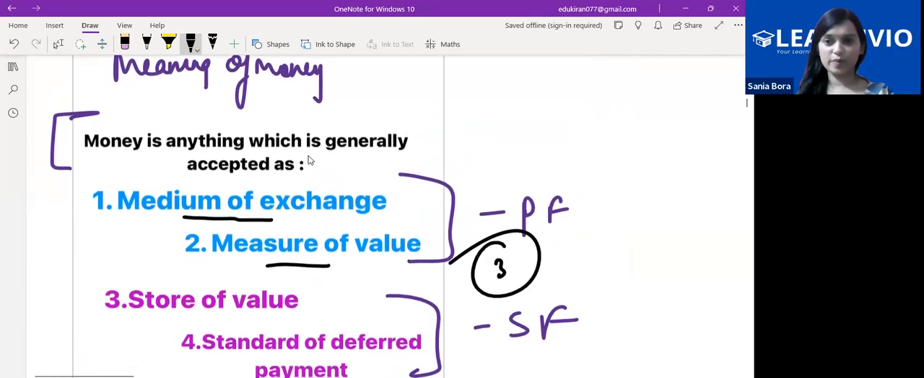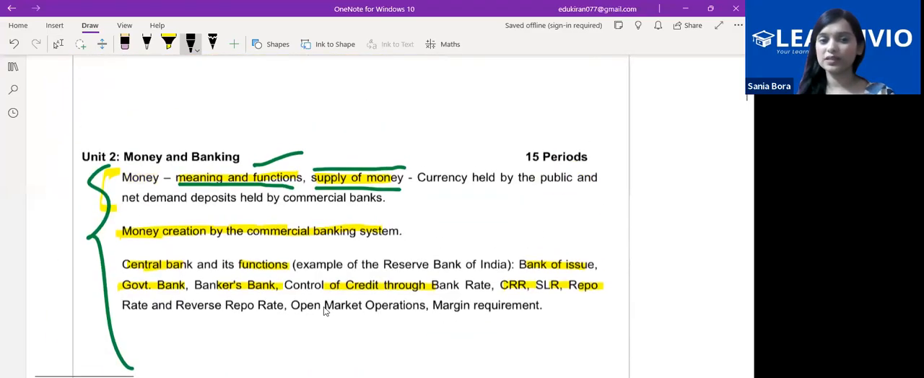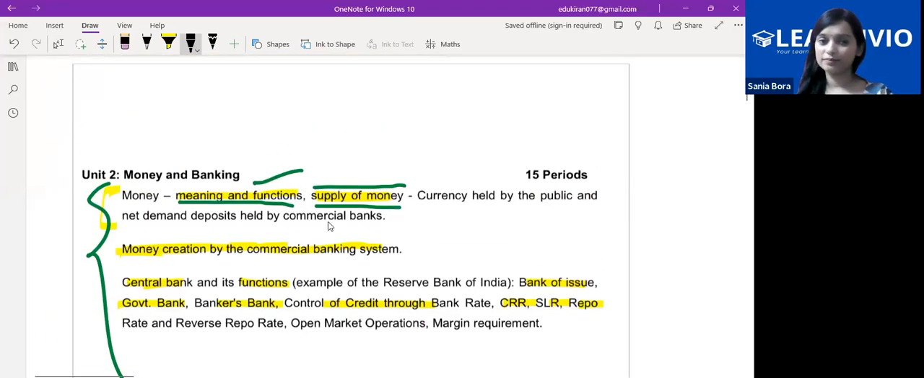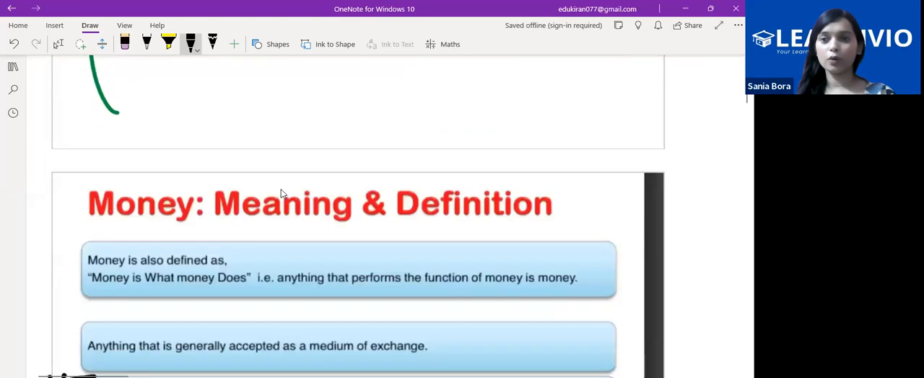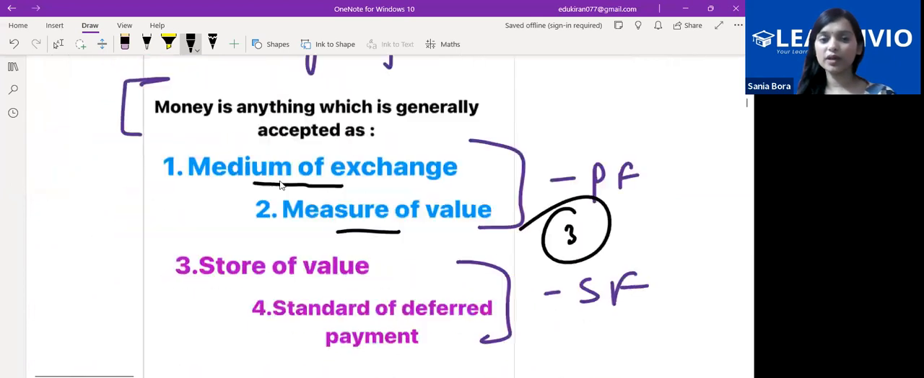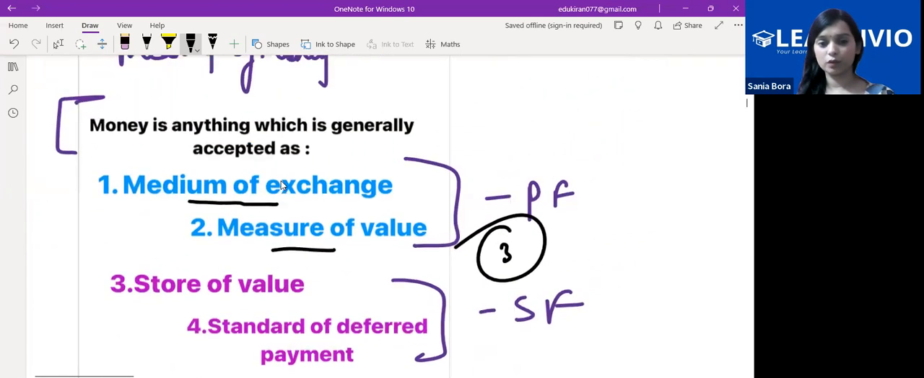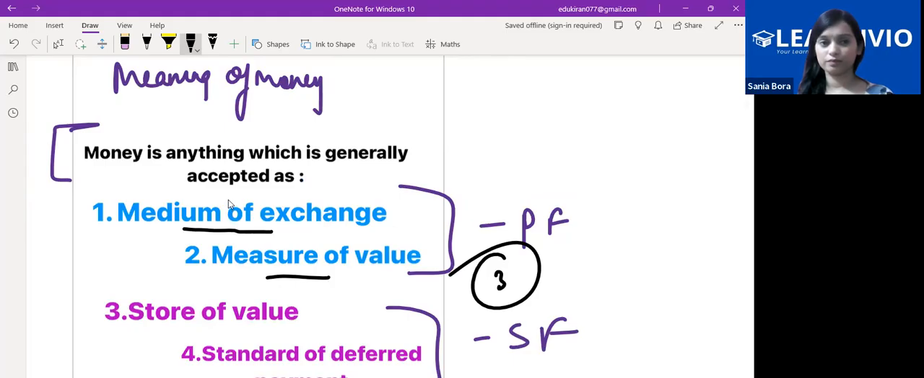So just leave the first page. You'll be like, why? Because we have to write the syllabus. Yes, just leave the first page. And then start writing from here. First try, you can zoom it from your end. Yeah, I can, ma'am. So put the heading, meaning of money, and then write this.